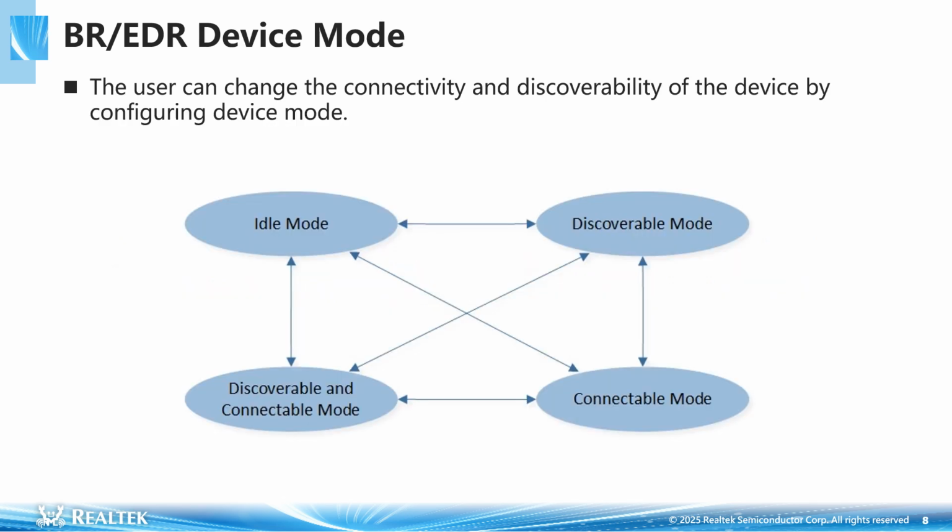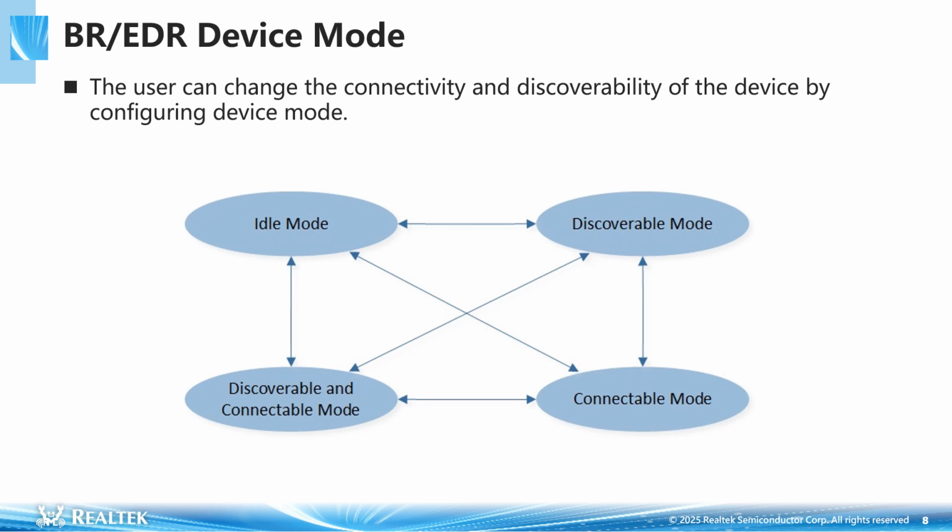There are 4 device modes. The user can change the connectivity and discoverability of the device by configuring device mode. The default BR/EDR device mode is idle mode, which means undiscoverable and non-connectable.